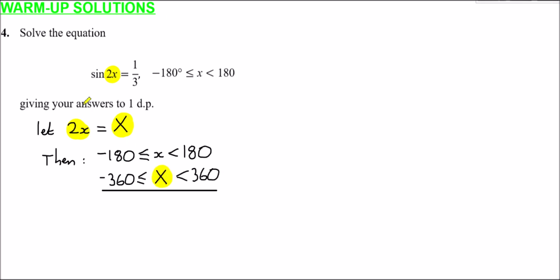So let's go on and try to solve this now. So we want sine big X to be 1/3. So we can get a principal value for this by using the calculator. So the principal value is going to be sine inverse of 1/3.